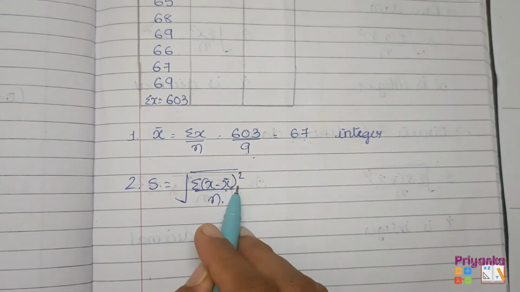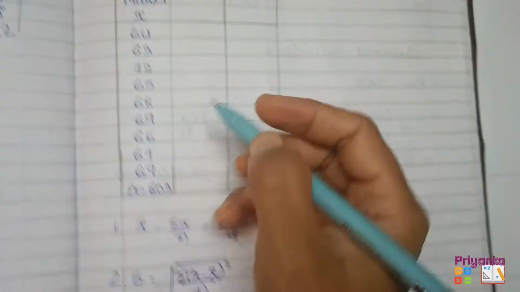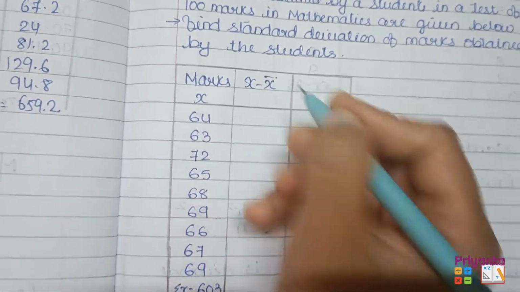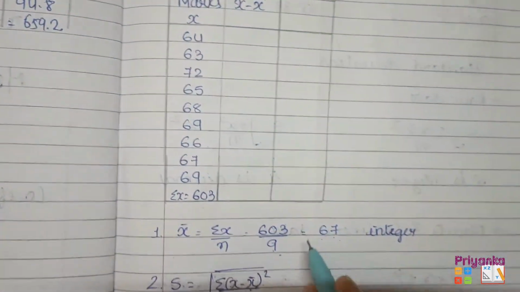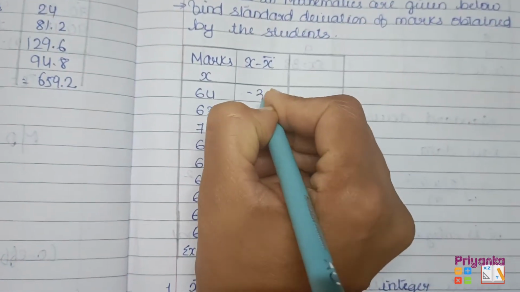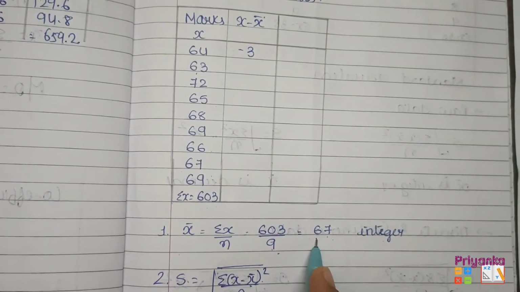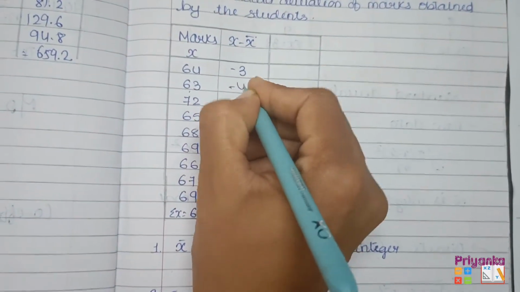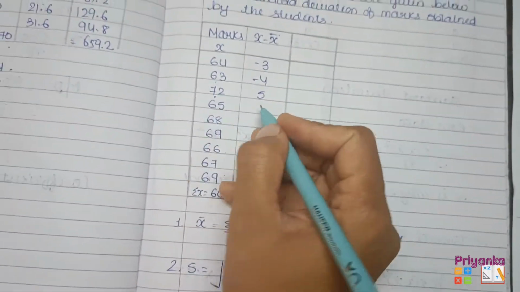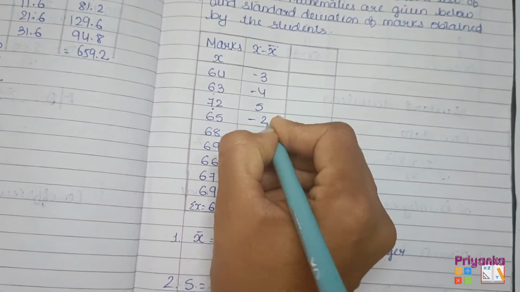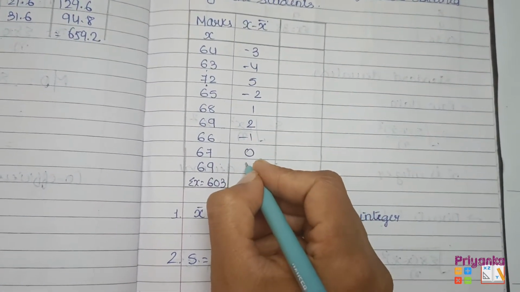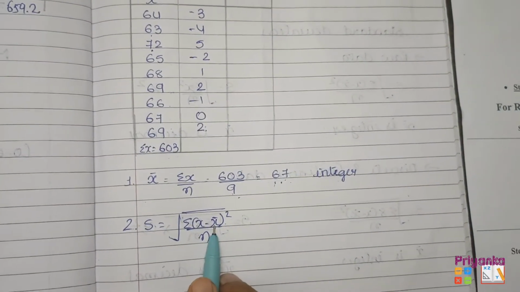Look at your formula. Here we need x minus x bar, the same as what we did in the mean deviation. So 64 minus 67 gives minus 3. 63 minus 67 gives minus 4. 72 minus 67 gives 5. Just keep on going, and we get 0 and 2.